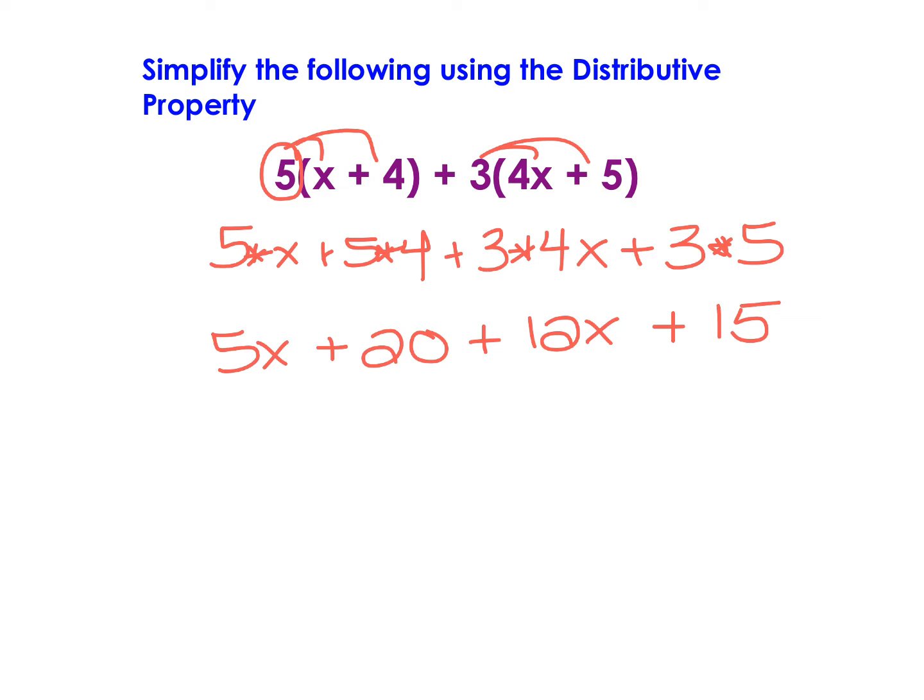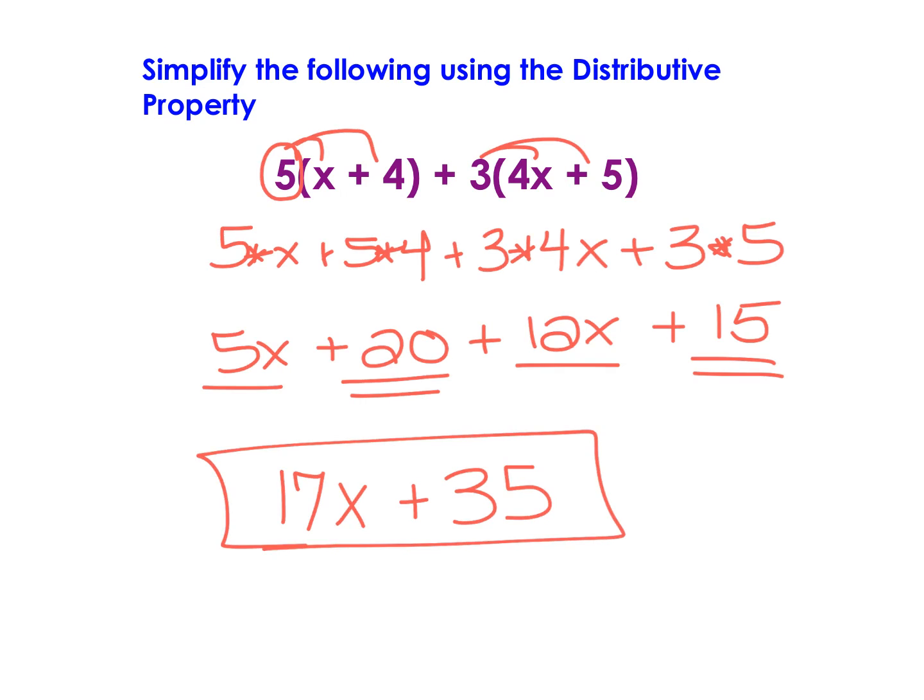And hopefully, in your mathematical brain, you're starting to think, well, I can identify some like terms. So I see both 5x and 12x contain the variable part of x. Those can be combined together to be 17x. And then I see that both 20 and 15 contain no variable part, making them like terms, and those can be combined together to be 35.